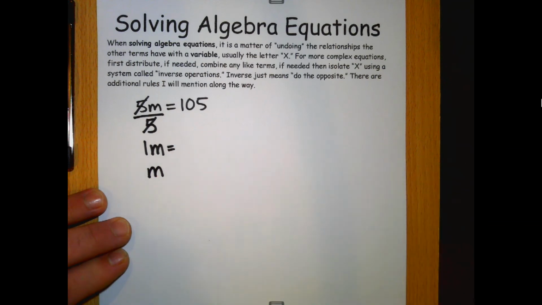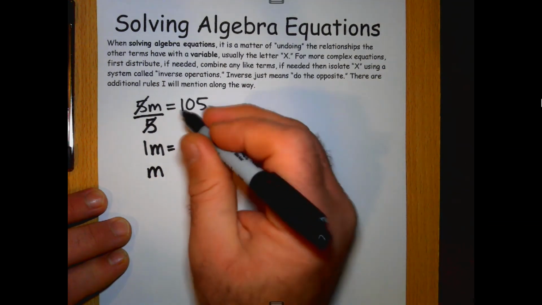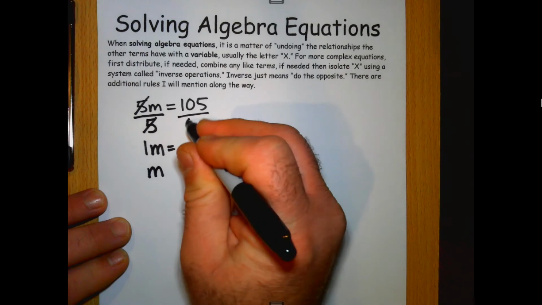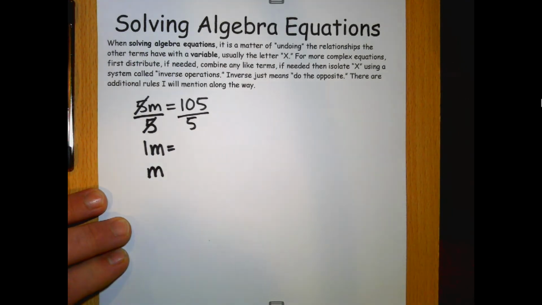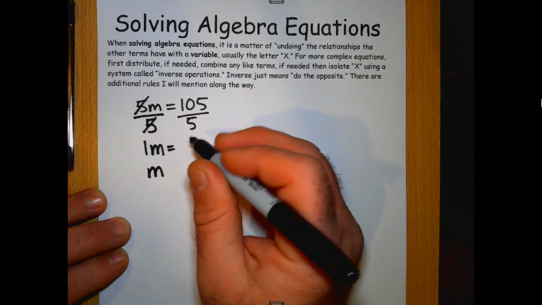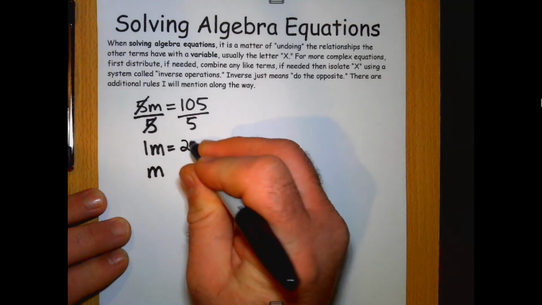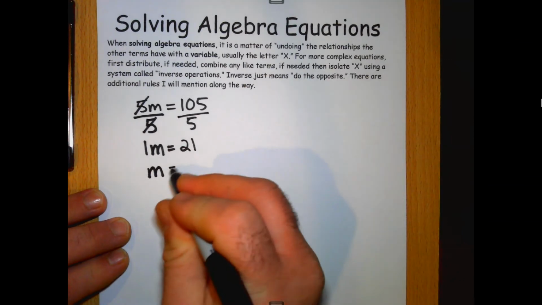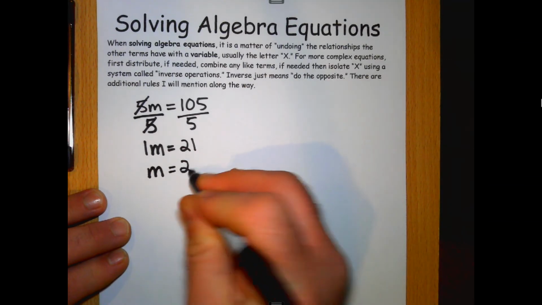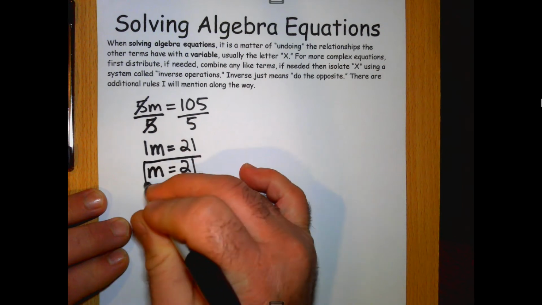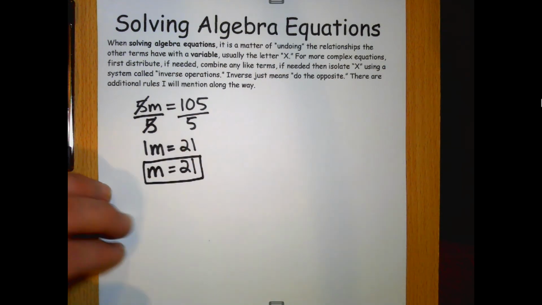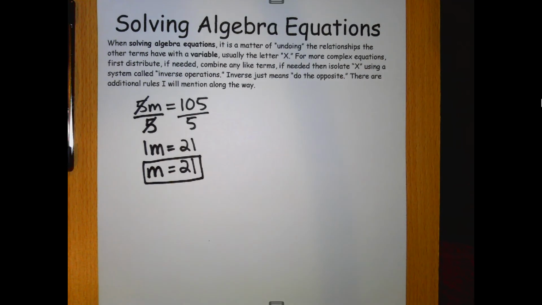So if I divide the left side by 5, I must balance the equation and divide the right side by 5. So 105 divided by 5 is 21. And then, of course, the more simplified, the more correct would be m equals 21, not 1m equals 21, because we know that m times 1 is m.